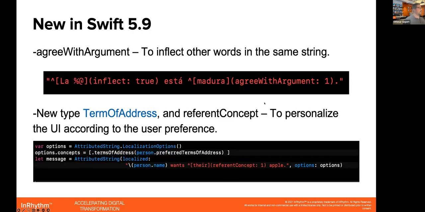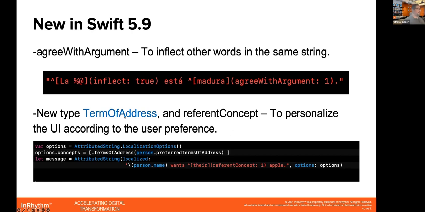Another thing is the agree with argument. This is to inflect a different word that is probably in the same string, but according to the main object. So in this case, as I was saying, la manzana, and this word will change according to the first argument, which is this one.